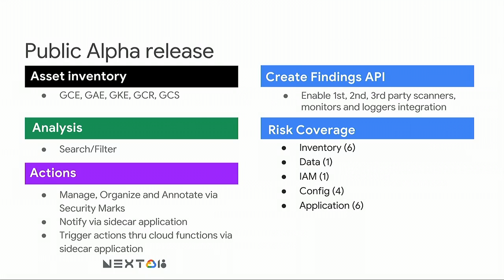In the public alpha release that we announced, there are really 5 key things that are core of it, and we've demoed most of the things today. The asset inventory pieces, today we support 5 of the Google services in the asset inventory. The analysis, the pieces that have been used to allow you to find specific things, the marking part. What we didn't demo today are the notification piece that's built in to how you can use Command Center to generate a pub sub through a sidecar application, and also to directly trigger actions through Cloud Functions through a sidecar application. The Create Findings API that each of the 3 of our customers and 2 partners have integrated with, and really, again, going back to that top goal, covering each of the 5 different things we're looking for from a security standpoint.